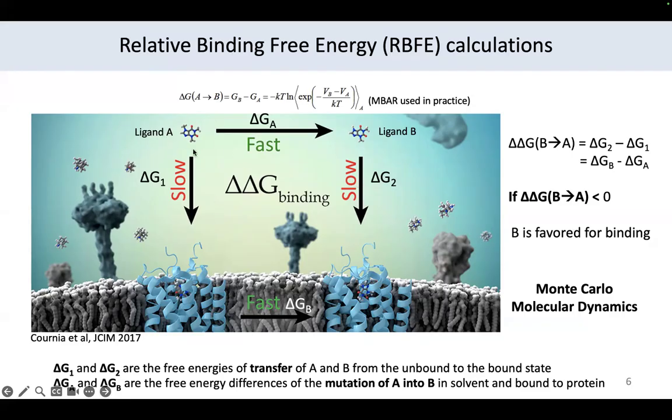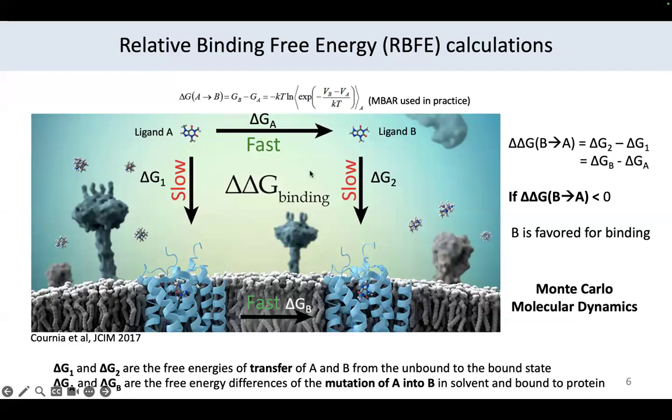What we can do with this method is to close this thermodynamic cycle and to transform ligand A to ligand B in solution and inside the protein by calculating delta GA and delta GP. Because this is a closed thermodynamic cycle, the summation of all the delta G's around the cycle should be 0. So delta G1 plus delta GA minus delta G2 minus delta GB will produce 0. So here you see delta G2 minus delta G1 is equal to delta GB minus delta GA.